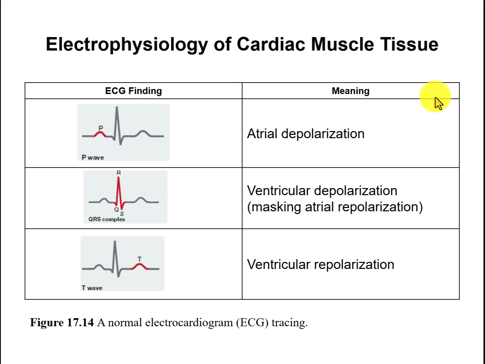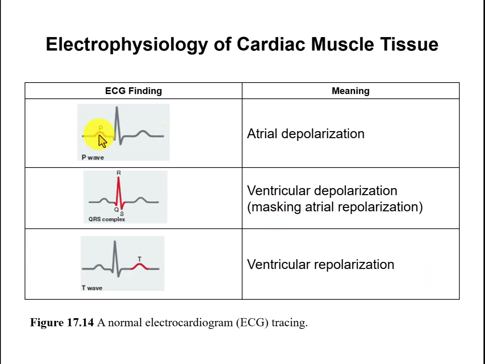So to look at the electrical signals through the heart, we use an ECG, an electrocardiogram. And so the P wave is going to show you atrial depolarization. And once something depolarizes, it is followed rapidly by contraction or systole. The QRS is going to show ventricle depolarization, masking the atrial repolarization. And remember, repolarization is when the heart relaxes or goes into diastole. And so repolarize, relax. Then the T wave shows ventricular repolarization.